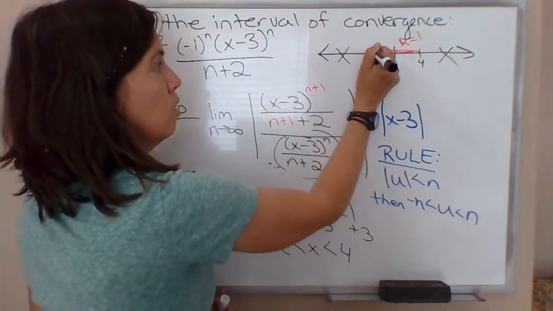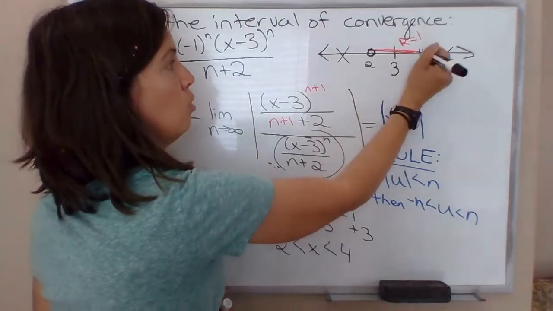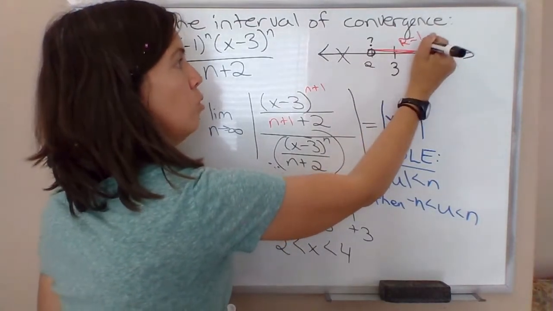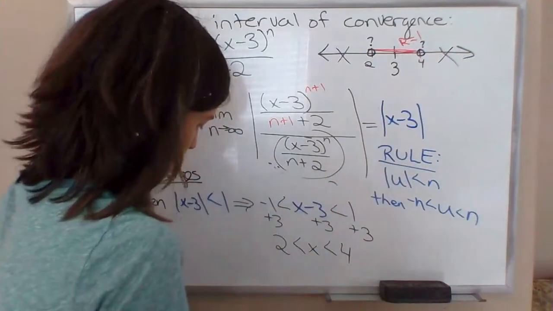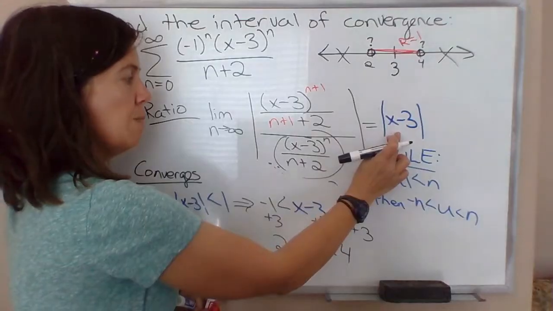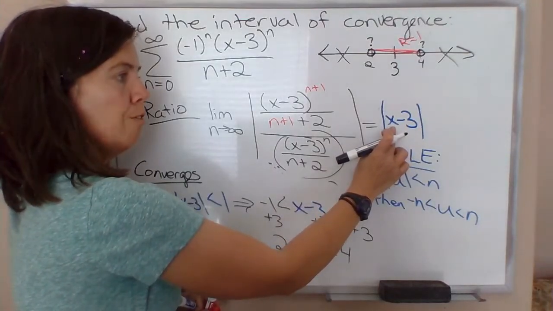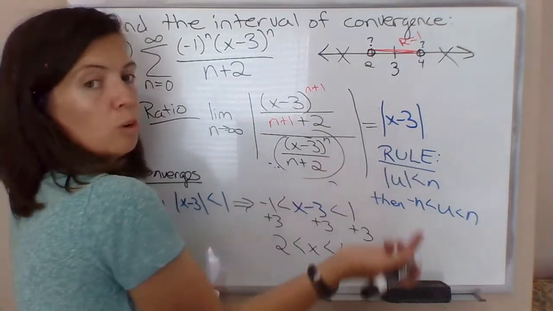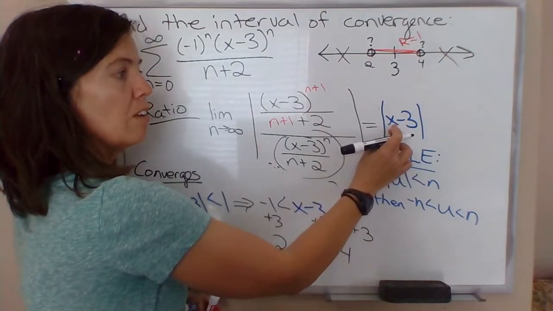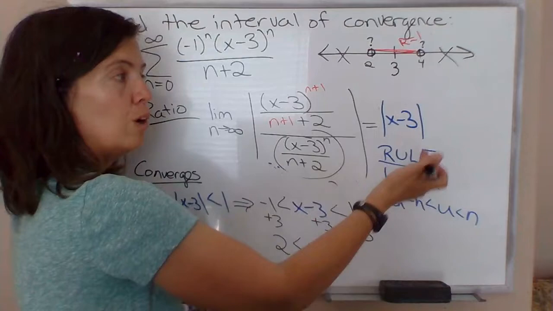Also, the ratio test is inconclusive when x equals 2 and when x equals 4. So if this is our limit, if we plug in 4 for x, then this limit is equal to 1, and the ratio test is inconclusive. Same thing if we plug in 2 for x here. You have the absolute value of -1, which is 1.